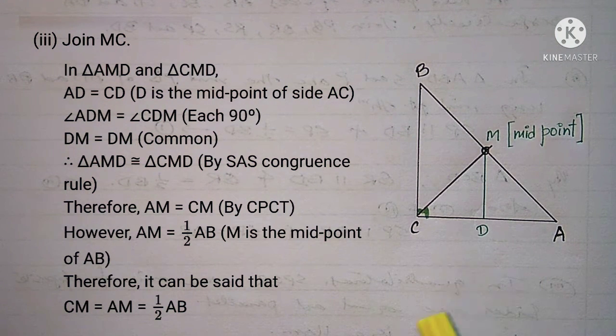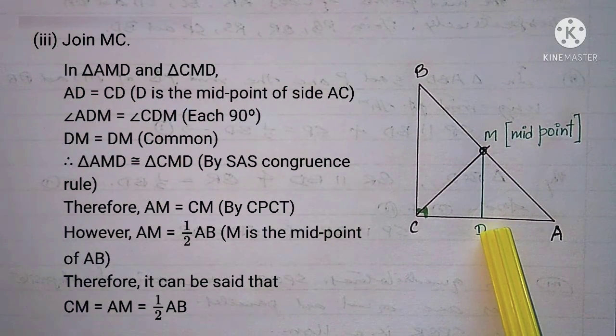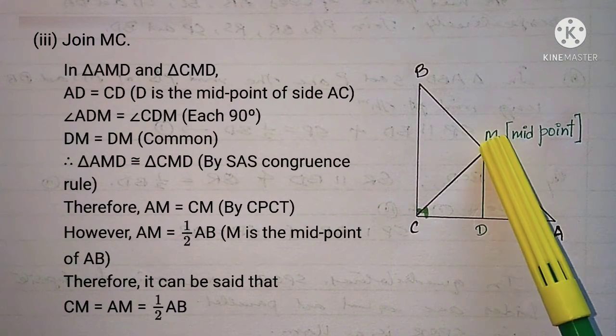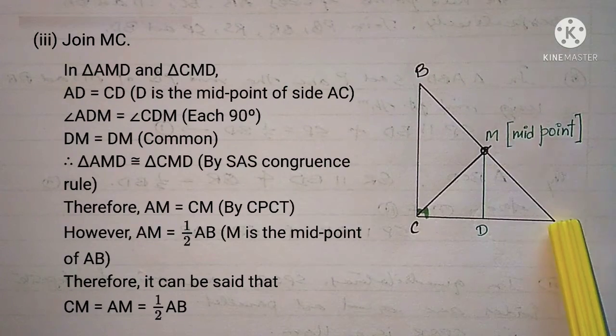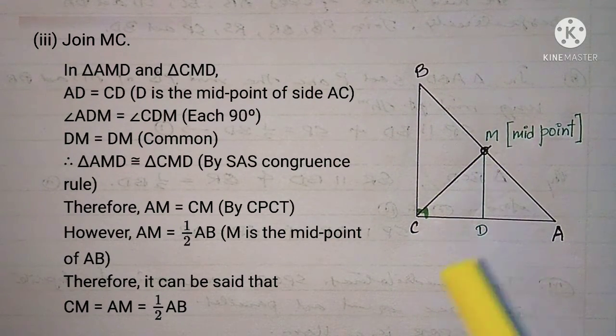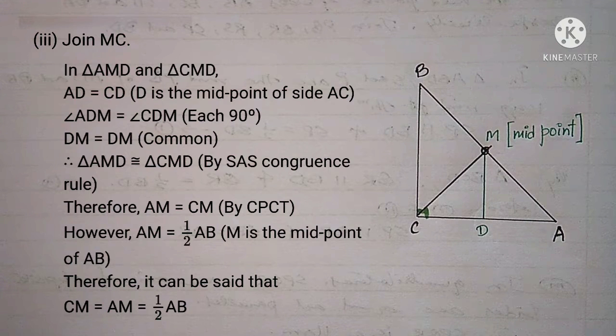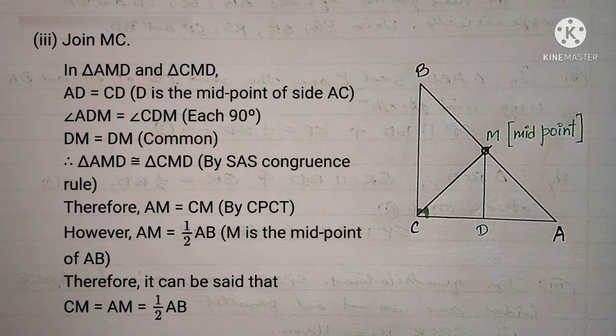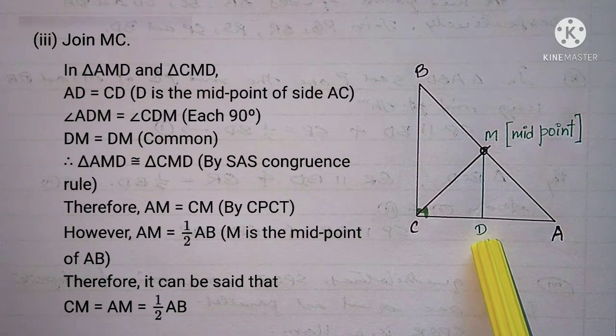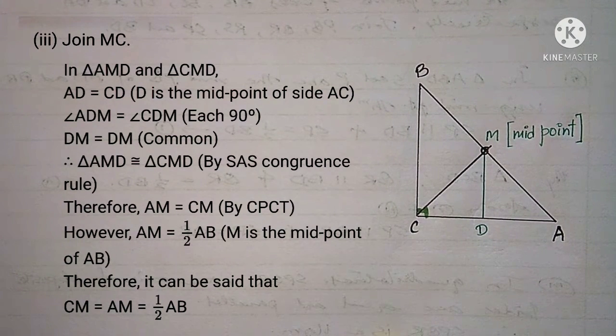After joining CM, two triangles we get. The first triangle is AMD, and another triangle is CMD. Is it clear? Two triangles we get here. Considering these two triangles, AMD and CMD, first we write AD equals CD. The reason is D is the midpoint. If D is the midpoint, the lengths of AD and CD are equal, isn't it? So that's why we write first AD equals CD, as you see written here.